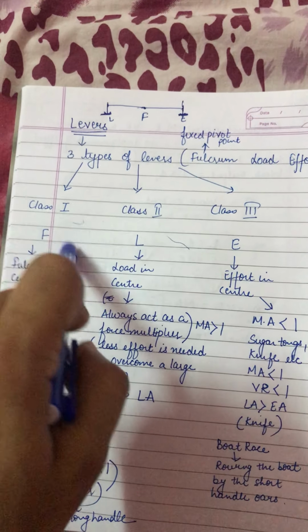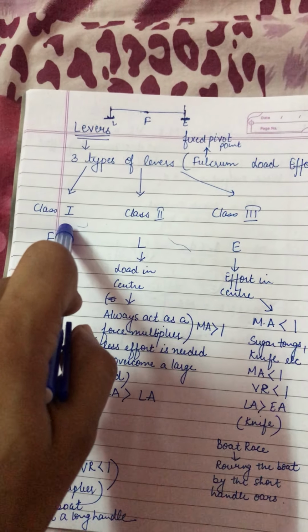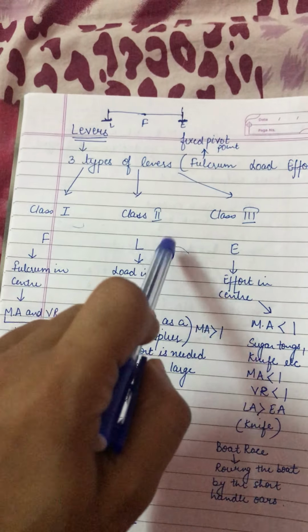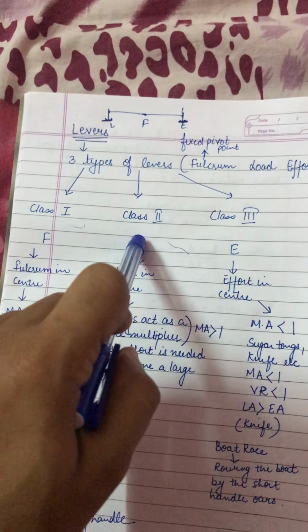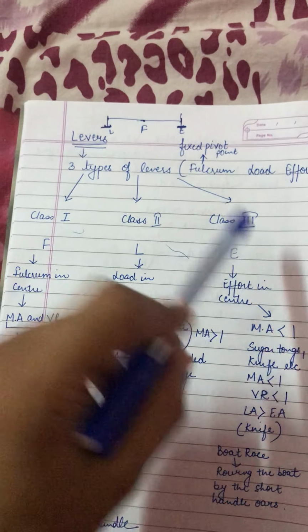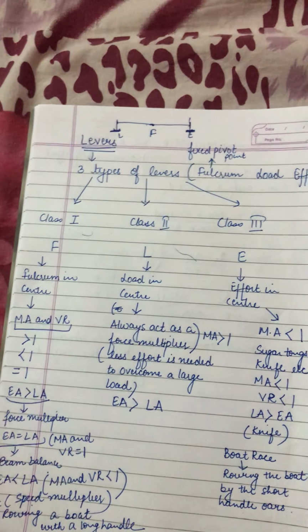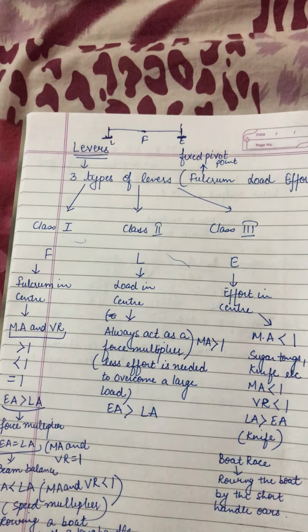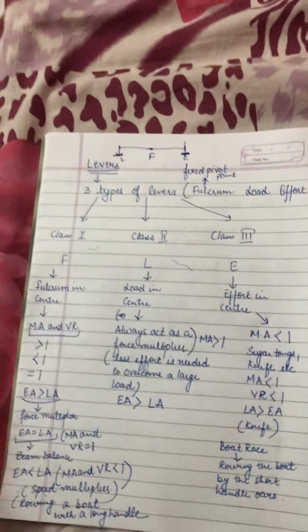Now F is when fulcrum is in the center. When fulcrum is in the center, that is known as class 1 lever. When load is in the center, that is class 2 lever. And when effort is in the center, that is class 3 lever. So whatever calculations we have to take, there are three things.